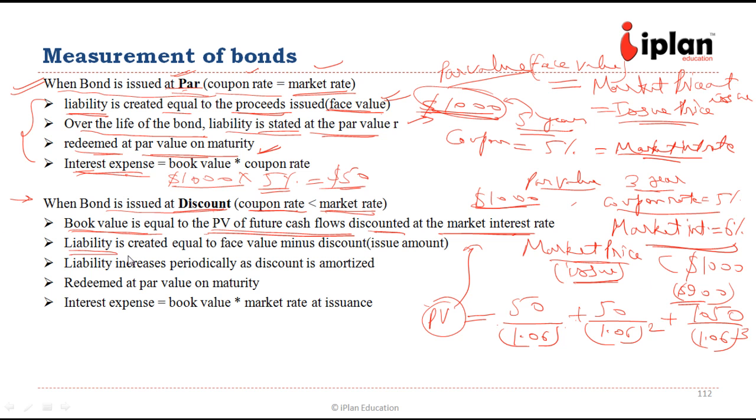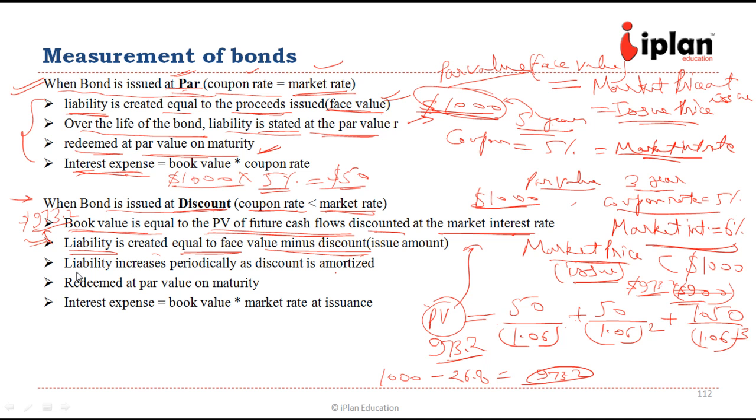Then liability is created according to face value minus discount. If we calculate, this value is say 973.2. So this is going to be the market price, 973.2, which is our book value, and liability is created equal to face value minus discount. So we know the face value is 1000 and discount will be 1000 minus 973.2, which is 26.8. So again same as present value. So liability is created at the same value.